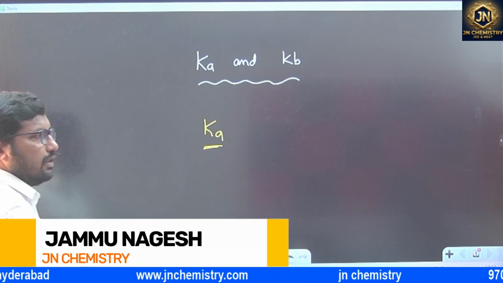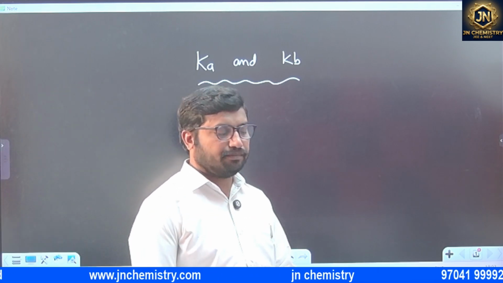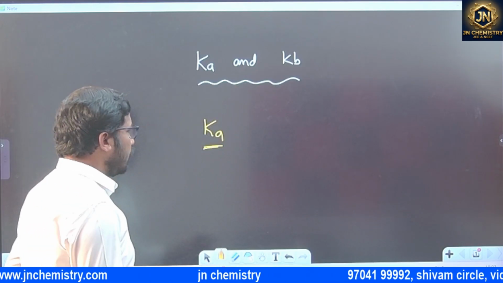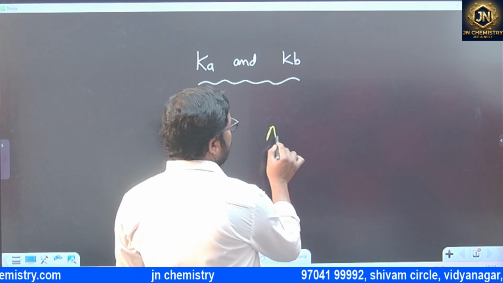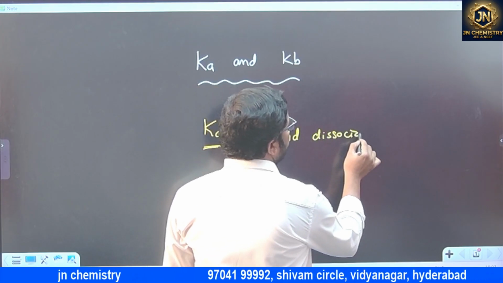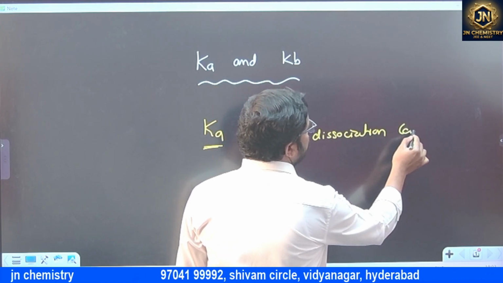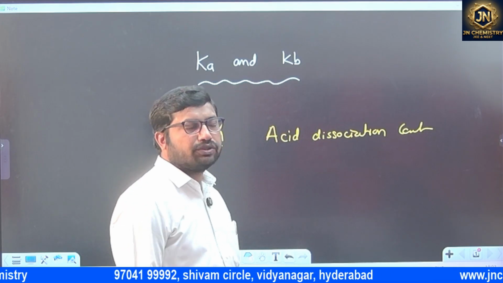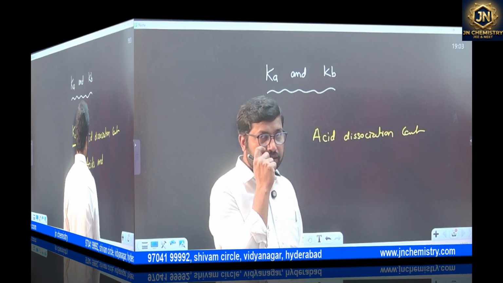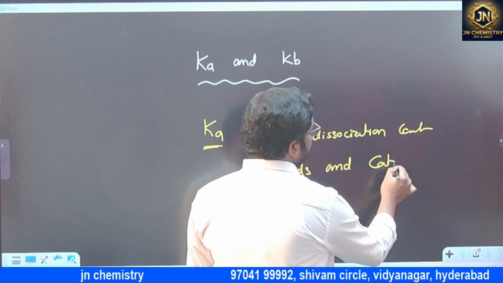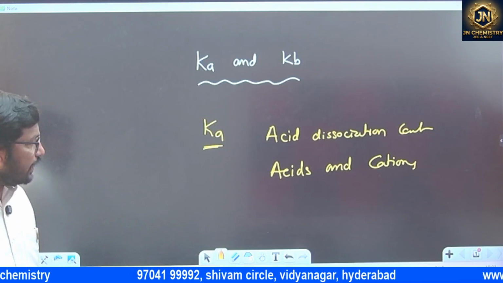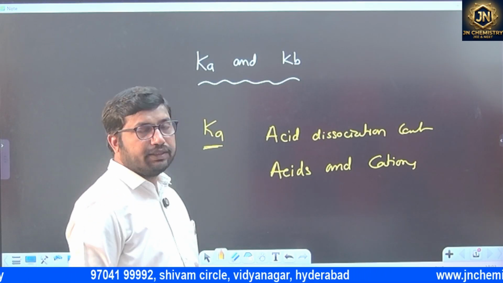Ka and Kb. So Ka is called the acid dissociation constant. Ka, the acid dissociation constant, is defined for acids and for cations. Kb is defined for anions. So Ka is the acid dissociation constant.